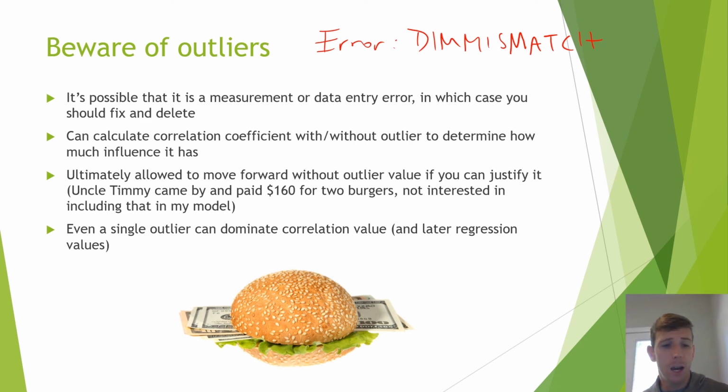If you have outliers, you can calculate the correlation coefficient with or without them to see how much impact they have. If you can justify it and you're not really interested in including it in the model, you can leave it out. Make sure you can justify it. An example in this burger example is, let's say someone came by and paid $160 for 2 burgers, but that's not really going to happen very often. It's not really going to be useful for making predictions. But yes, a single outlier can really dominate that correlation value just because of how it's calculated using z-scores.